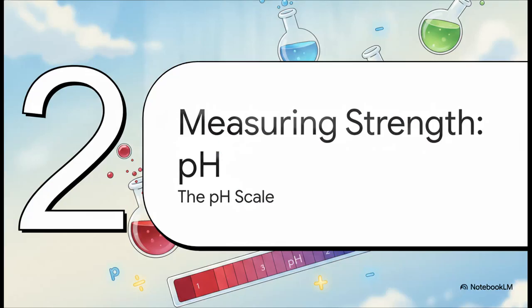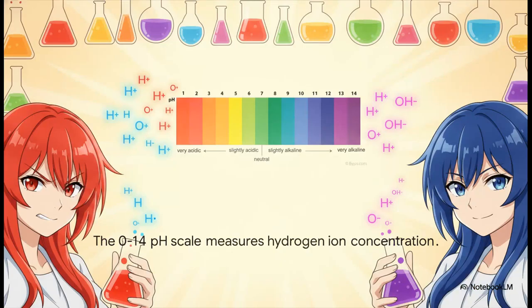Okay, moving right along to part two, measuring strength with the pH scale. To actually figure out how strong these chemicals are, we use this awesome, colorful gradient. It runs all the way from highly acidic, down at 0, to highly alkaline or basic, all the way up at 14. The pH scale is literally just a direct measurement of the hydrogen ion concentration in a given solution. So the closer you get to 0, the stronger the acid. The closer you get to 14, the stronger the base.